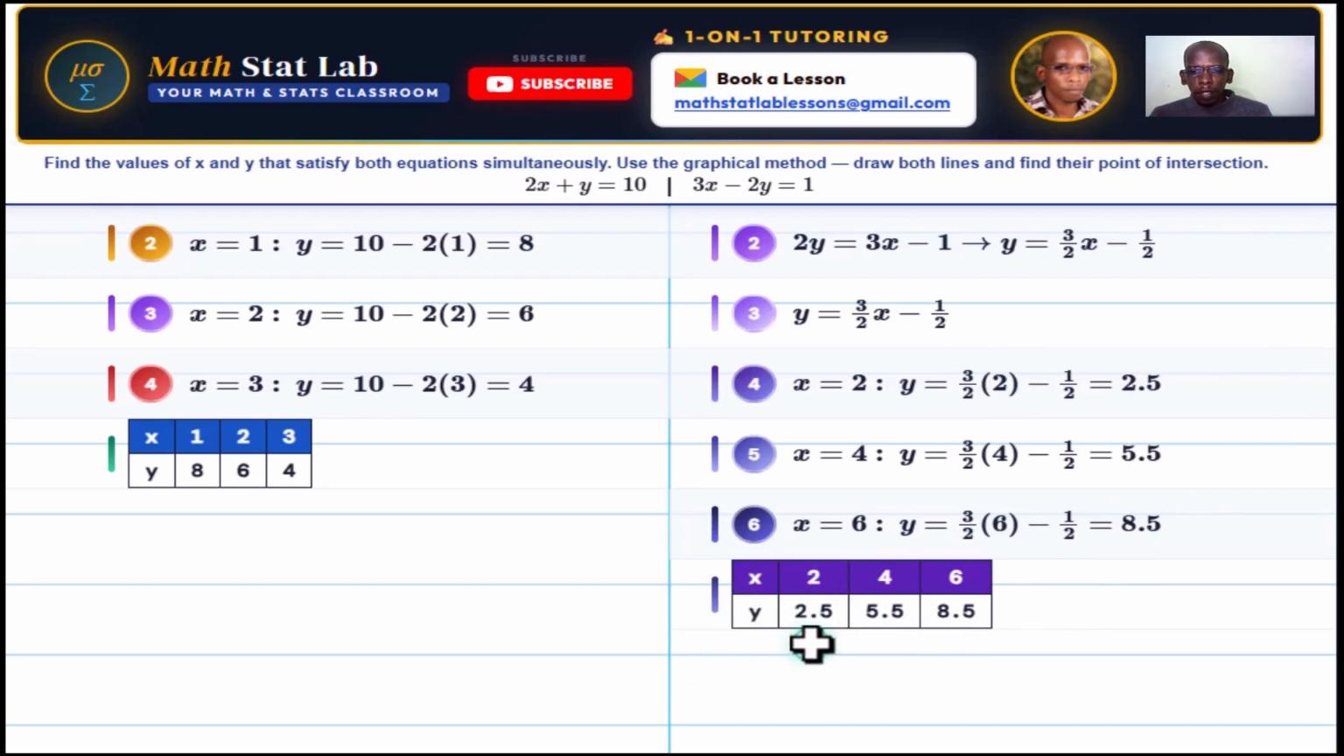When x is 2, y is 2.5. When x is 4, y is 5.5. When x is 6, y is 8.5. And now we have coordinates for the equations, which we can use to plot in the graph.